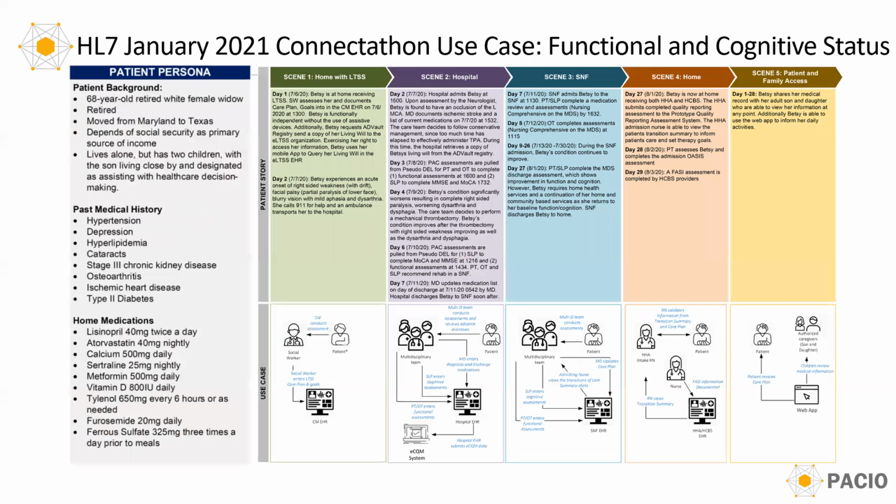The HL7 January 2021 Connect-a-thon use case featuring functional and cognitive status spans 5 scenes covering home and community-based services, acute care, post-acute care, and patient and family access. It follows the story of a patient named Betsy Smith Johnson, diagnosed with multiple chronic conditions, who experienced an ischemic stroke and must continue her recovery through multiple care settings.